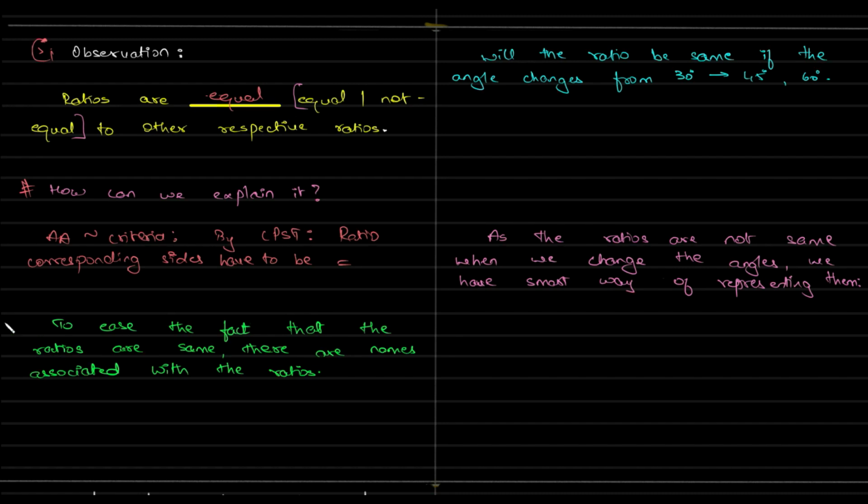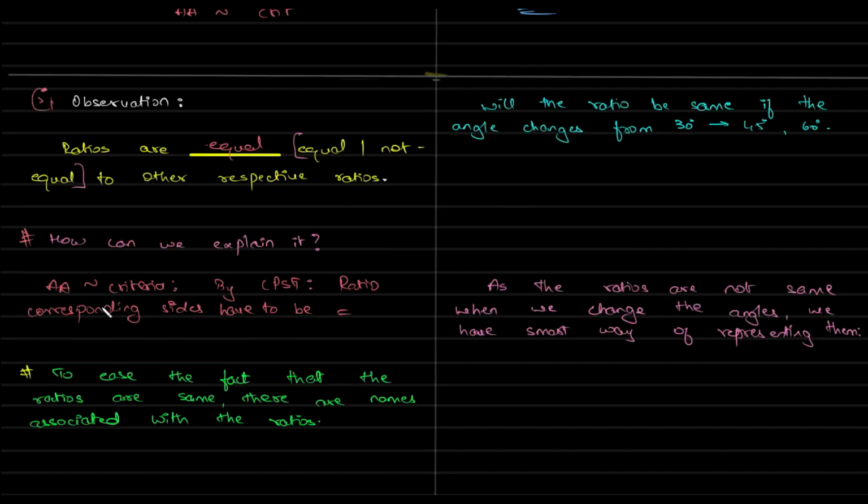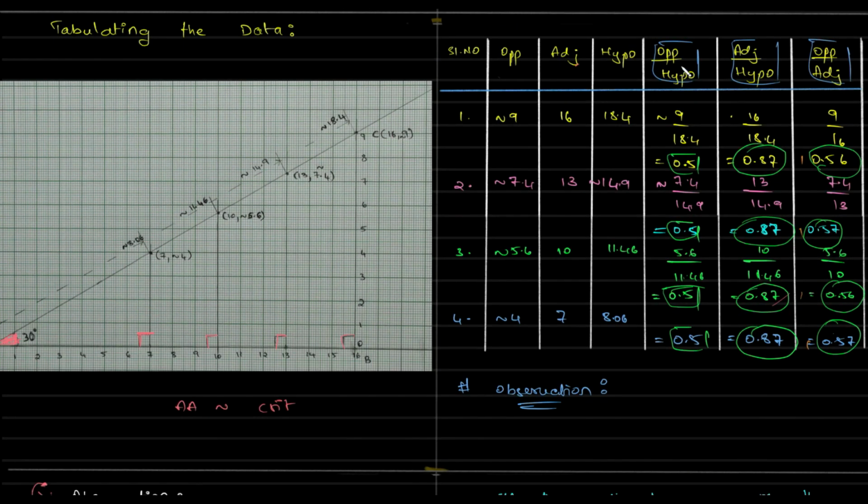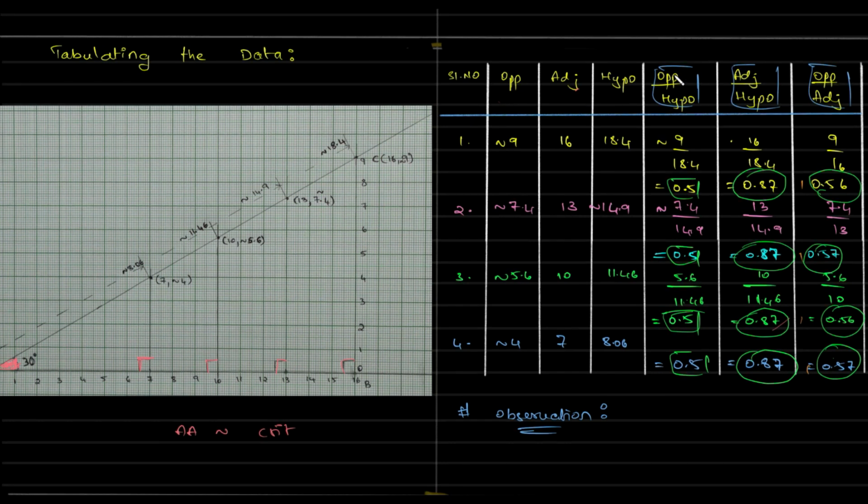Now the next statement is, we have been calling these ratios opposite by hypotenuse, adjacent by hypotenuse, and opposite by adjacent. It's a lot of words that we have to say out. So instead of that, they started using names, not exactly symbols. Opposite by hypotenuse is called sine. This is cos, adjacent by hypotenuse, and that's your tan, opposite by adjacent. So these are your ratios.